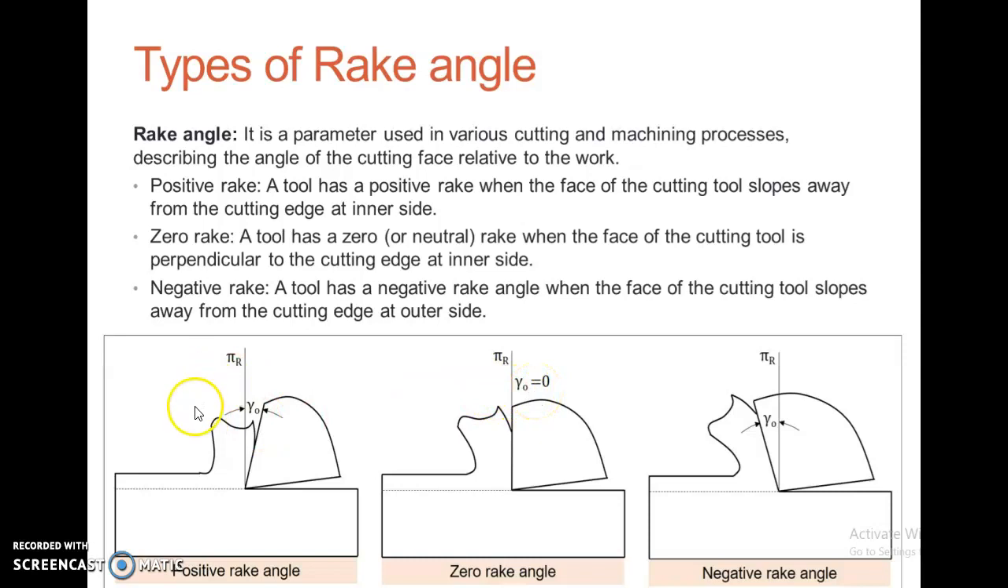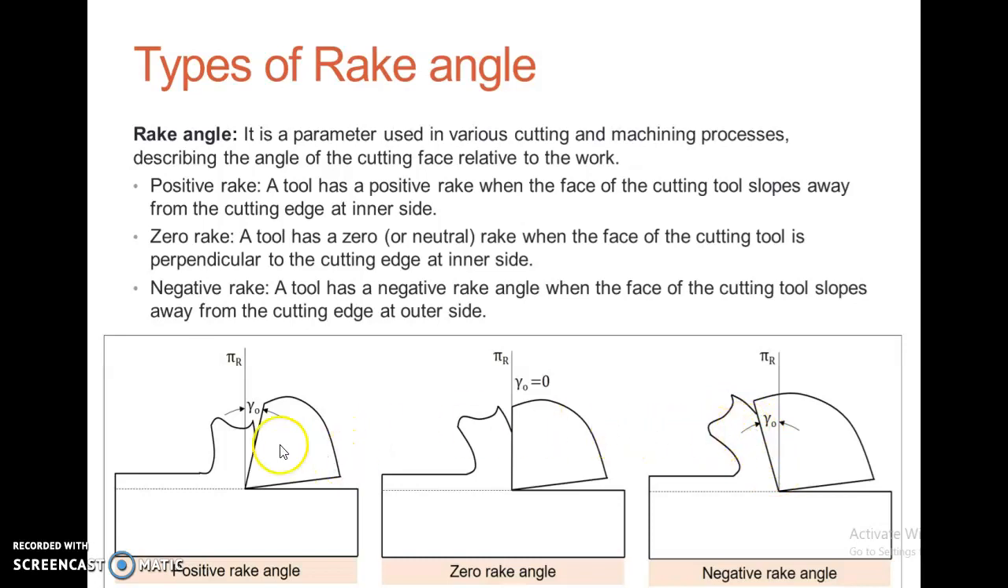Okay, so in this, what happened? The face of the tool slopes away from the cutting edge at the inner side. Here the face of the tool is perpendicular to the cutting edge. This is the negative rake angle. Okay, how is the face here? The face of the cutting tool slopes away from the cutting edge at the outer side.